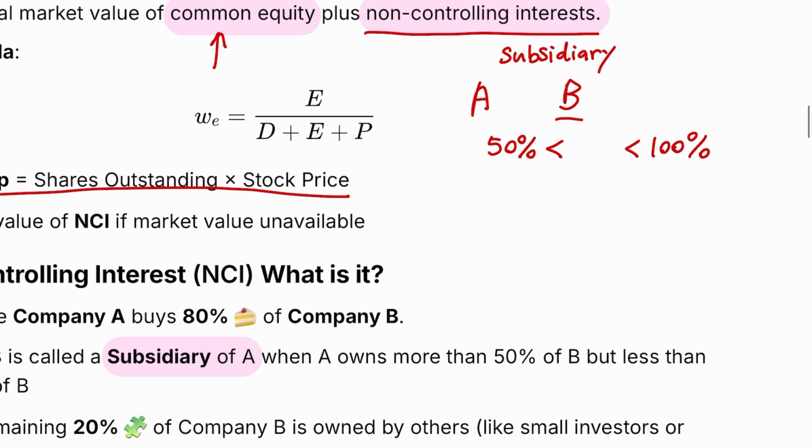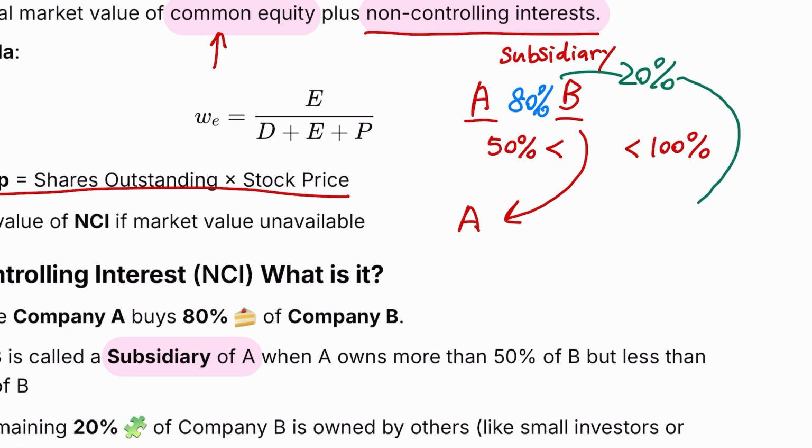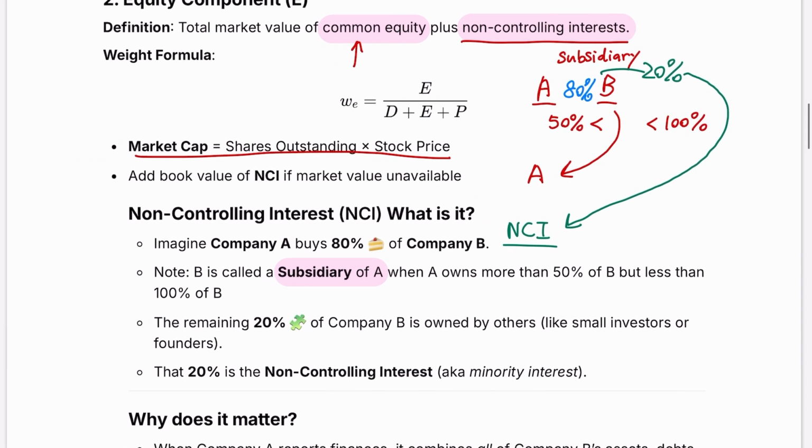So if company B is a subsidiary of company A, company A has ownership of company B and can make decisions for company B. So we need to put company B's information in the financial statements of company A. For example, if company A owns 80% of company B, we need to consider the rest of the 20%. The rest of the 20% is not owned by company A, it's owned by other investors. So company A needs to mention this 20% of shares in its balance sheet as a non-controlling interest. This piece of interest is not controlled by company A.